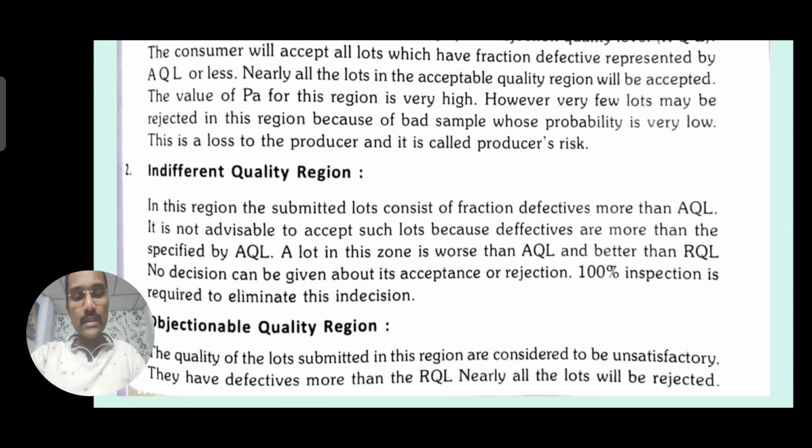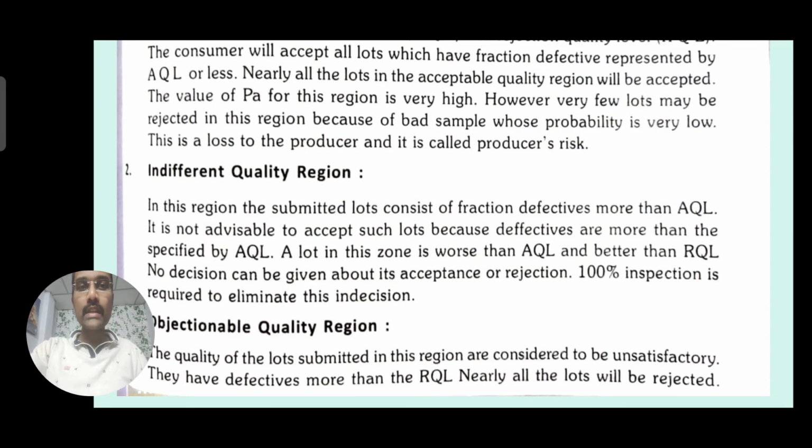In the acceptable quality level, only a few defects are identified. More than that means more defectives in this indifferent quality region, but it should be far better than the next region, that is the rejectionable quality level or objectionable quality region, RQL. It is a rejectionable quality level.